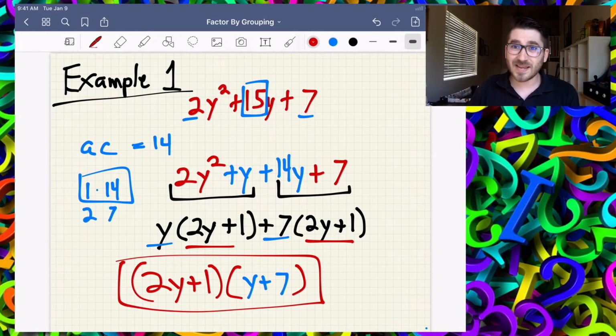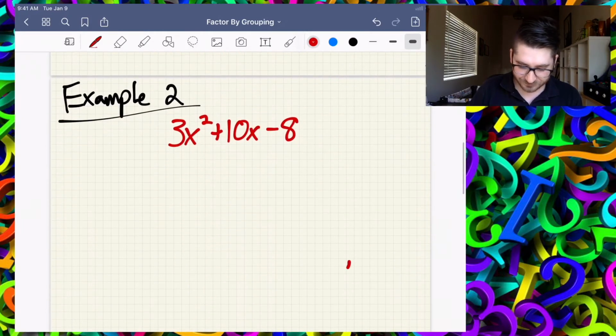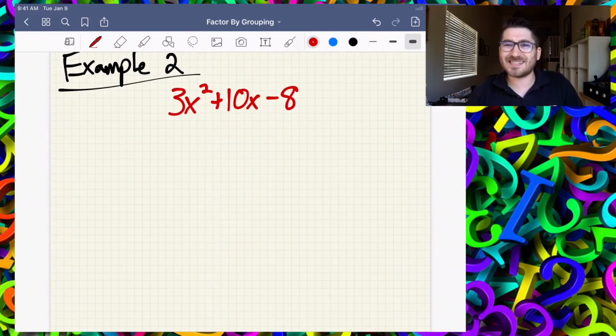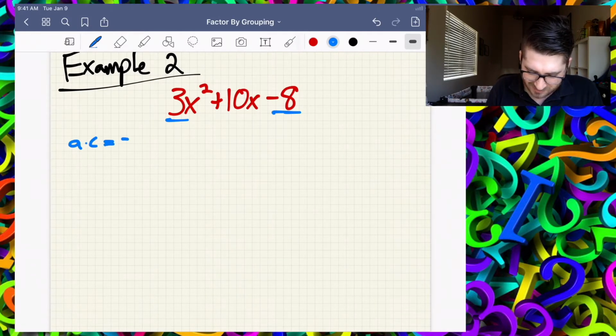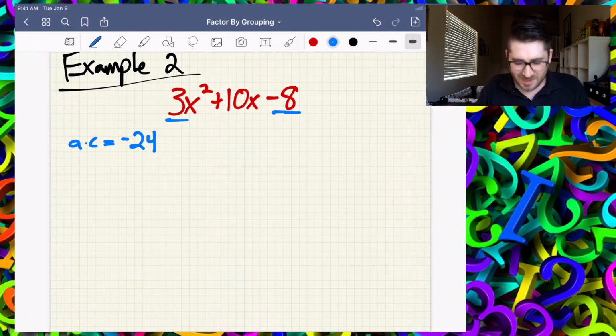So let's now take a look at a second example. And then we'll go over the exact steps we're taking. So first we're going to multiply 3 times negative 8. That's our a times c. And we get negative 24. Then we're going to look for the factors of negative 24 that combine or add to equal positive 10.